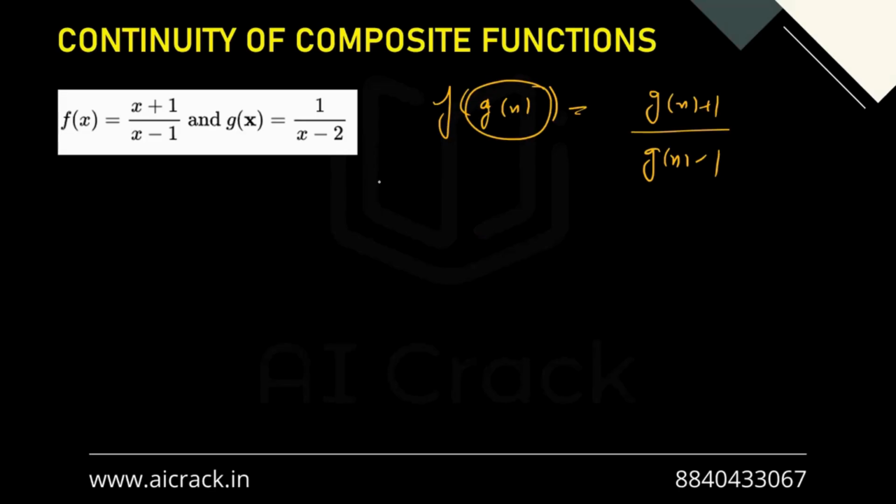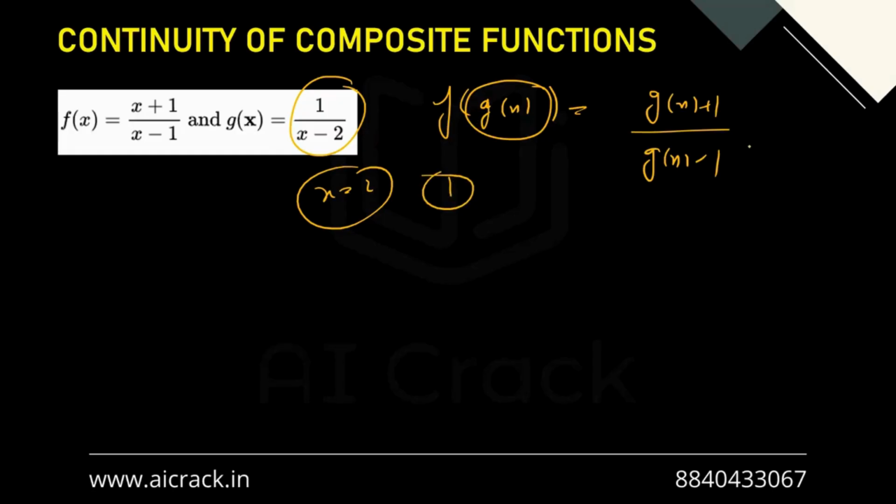For g(x), this is the function 1 upon x minus 2, and we know that this is a rational function. Rational functions are discontinuous, or not defined, at all the points where the denominator becomes 0. The denominator becomes 0 at x equals 2. So this is the first point where the function is not continuous. Since g(x) is not continuous, f of g(x) is also not continuous, because the definition of f of g(x) is dependent on g(x). Okay, so this is our first point.